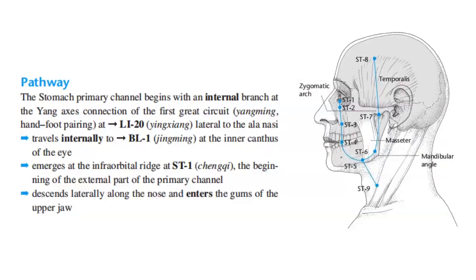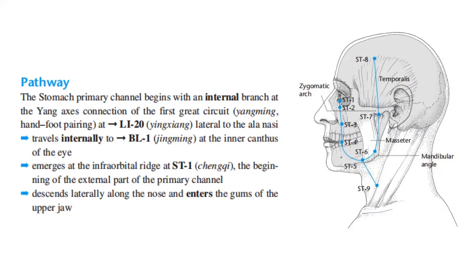So let us now review and discuss in more detail the very complex pathway of the stomach. The stomach primary channel begins with an internal branch at the yang axis connection of the first great circuit, Yang Ming hand-foot pairing, at LI20, lateral to the ala nasi, then travels internally to bladder 1 at the inner canthus of the eye, emerges at the infraorbital ridge at stomach 1, the beginning of the external part of the primary channel.